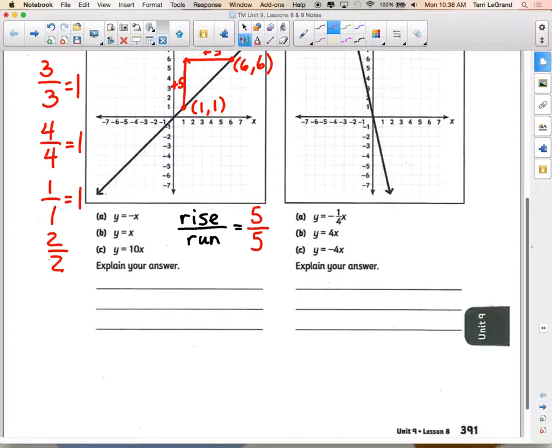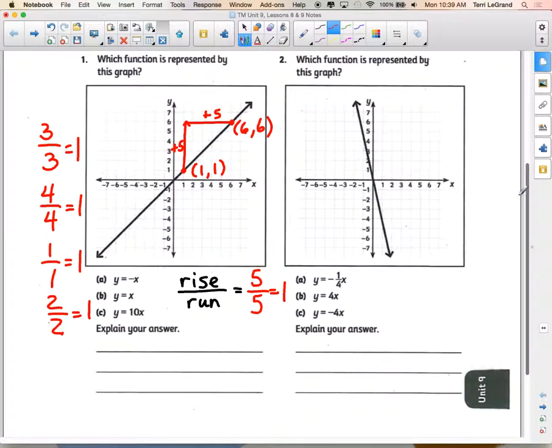What's the slope when it's 2 over 2? 1. And what's the slope when it's 5 over 5? Oh, so what's the slope? 1. So the slope is actually 1. It doesn't matter which 2 points we used. We get a rise and a run. Rise over run simplifies to 1. Okay, well that means the multiplier then is 1.